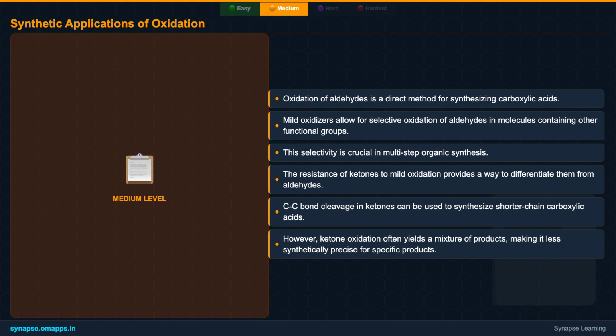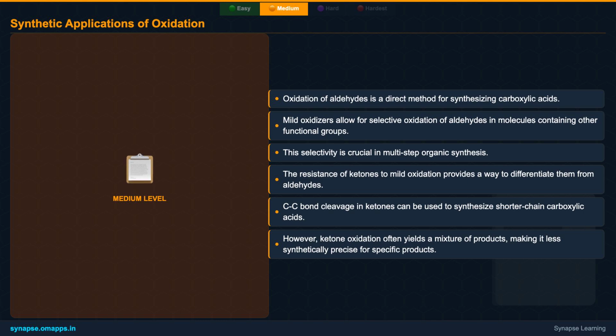For instance, if you have a molecule with both an aldehyde and a ketone, you can use Tollens or Fehling's reagent to convert only the aldehyde to a carboxylic acid. This level of control is invaluable in constructing complex organic molecules, such as pharmaceuticals or natural products. Conversely, the C-C bond cleavage in ketones, although less selective, can be strategically employed when the goal is to break down a larger molecule into smaller carboxylic acid fragments.